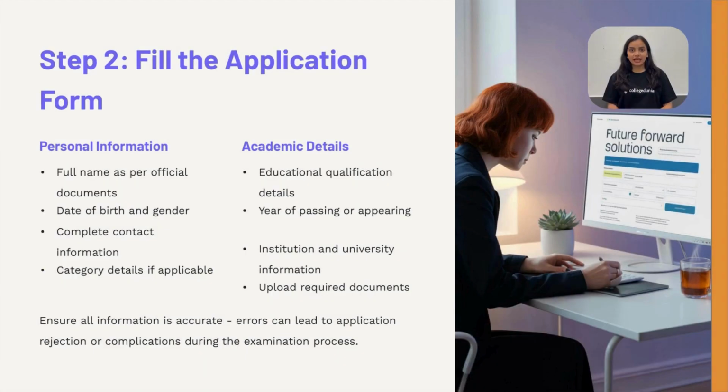Step 2 is filling the application form. Provide your full name, date of birth, gender, and contact details. Enter your academic qualifications, year of passing or appearing, and institution details. Upload required documents including certificates if applicable. Any error here may cause rejection or future complications, so double check before submitting.